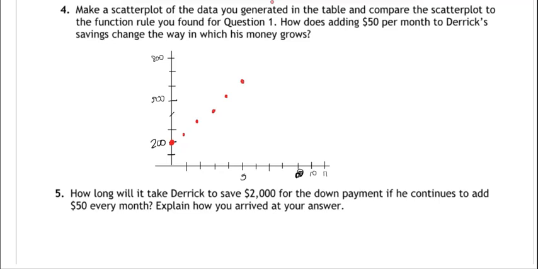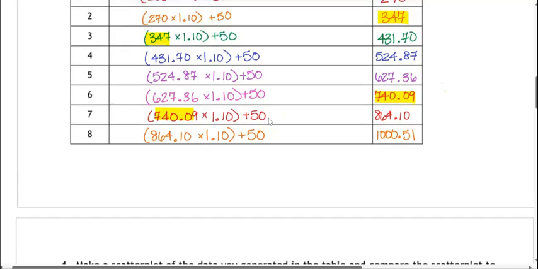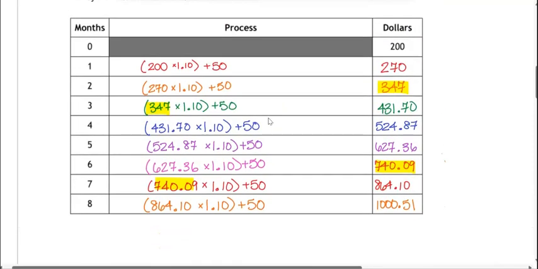Month 6, 740.09. So month 6, about here. Month 7, 864.10. So month 7, we're about here. So you can see that's what that one's doing. Okay. That's going to be the information that we had right here in this table.